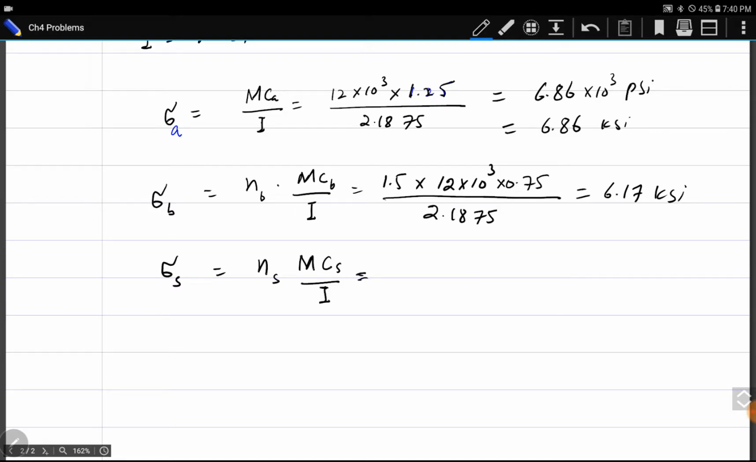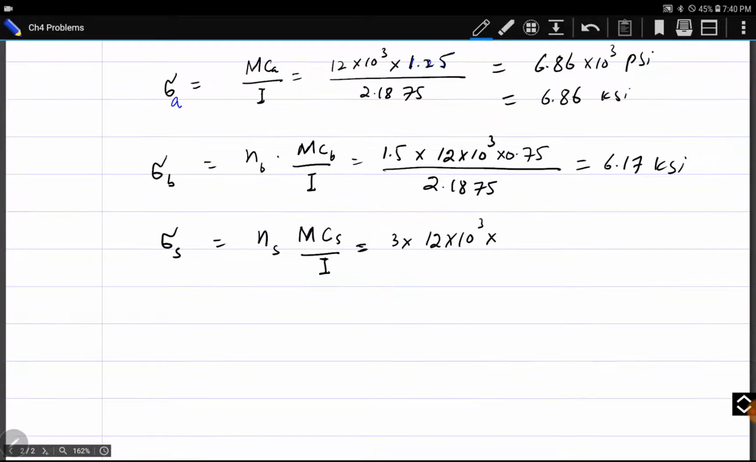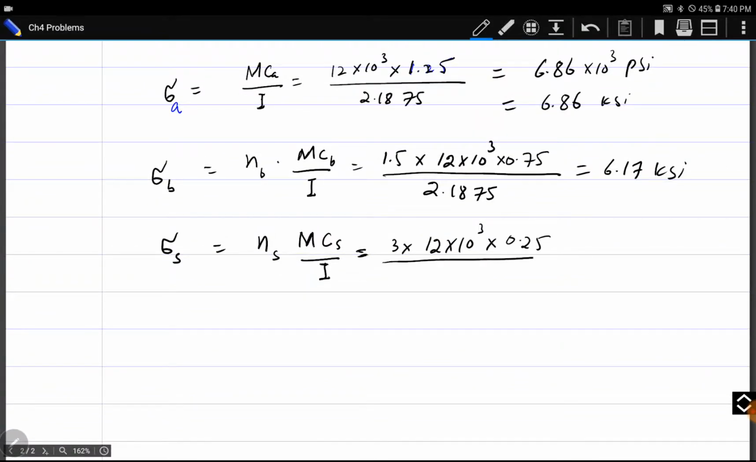Okay, here N for steel is 3, M is 12 into 10 power 3. C for steel is 0.25 divided by I is 2.1875. So sigma for steel becomes 4.11 into 10 power 3 psi, or 4.11 ksi. So the first part of the problem was to find maximum stress in aluminum, brass and steel.